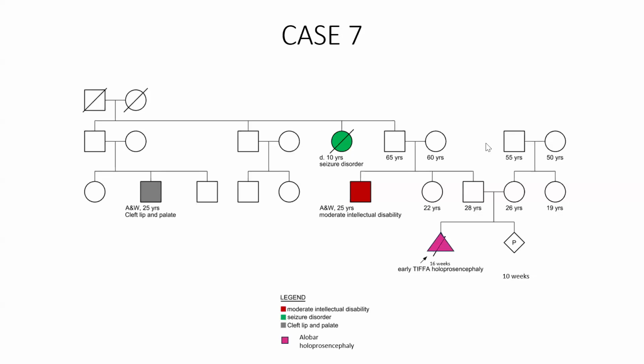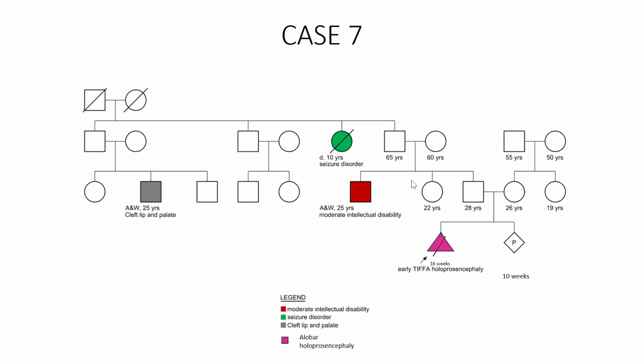Next case. So this is case 7. We can see from the pedigree that this couple have come with a 10 weeks pregnancy. They had actually terminated one pregnancy at 16 weeks gestation with early TIFFA findings suggestive of holoprosencephaly, but no genetic testing has been done from the baby's DNA. On further history taking, it was revealed that on the husband's side, the husband's own brother had moderate intellectual disability, and one more sister was normal.